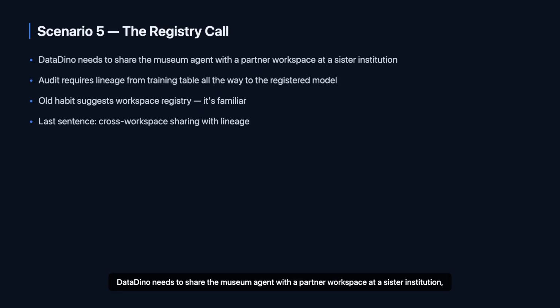Scenario 5. Datadino needs to share the museum agent with a partner workspace at a sister institution, and the audit requirement says lineage must trace from the source delta tables all the way to the registered model. The old habit at the company is the workspace registry. It's familiar. The team knows the UI. The last sentence is the deciding qualifier: cross-workspace sharing with end-to-end lineage.